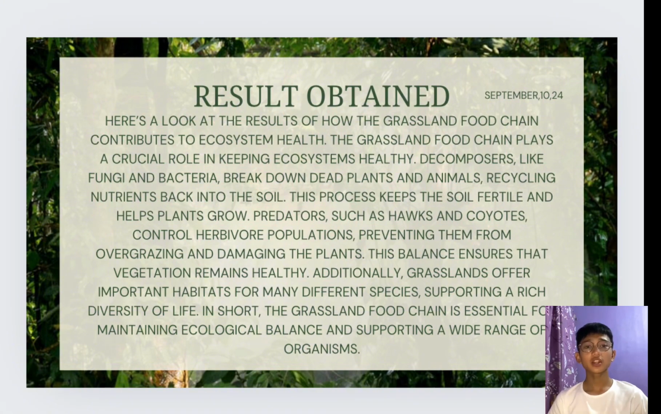Here is a short explanation about the results of how the grassland food chain contributes to ecosystem health. The grassland food chain plays a crucial role in keeping ecosystems healthy. Decomposers like fungi and bacteria break down dead plants and animals, recycling nutrients back into the soil. This process keeps the soil fertile and helps plants grow. Predators such as hawks and coyotes control herbivore populations, preventing them from overgrazing and damaging the plants. Additionally, grasslands offer important habitats for many different species, supporting a rich diversity of life. In short, the grassland food chain is essential for maintaining ecological balance and supporting a wide range of organisms.